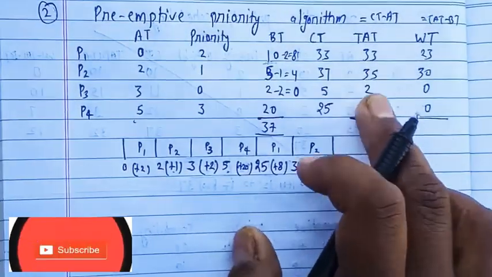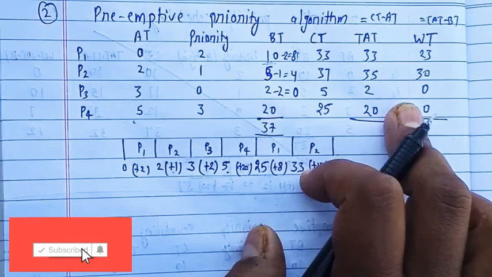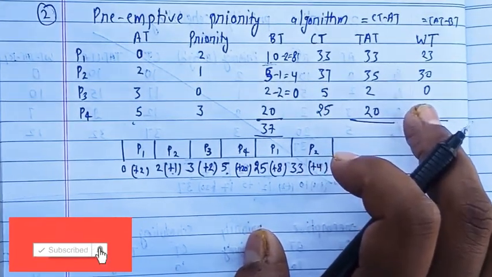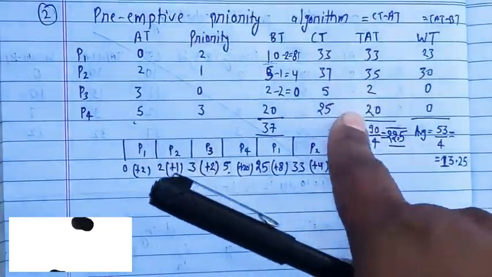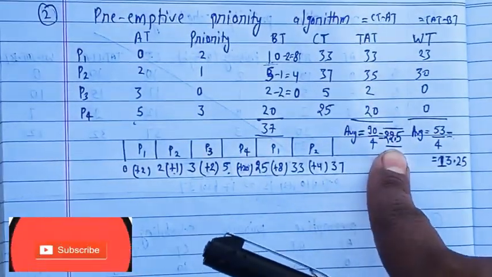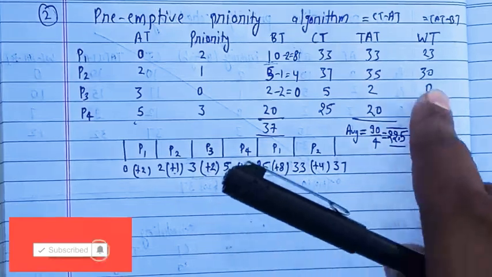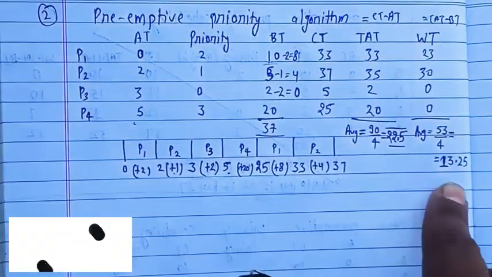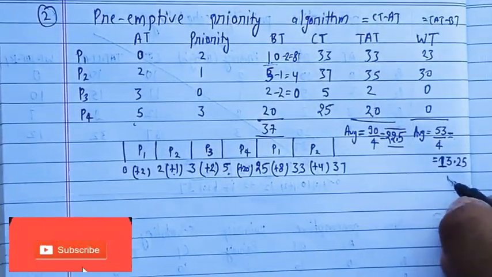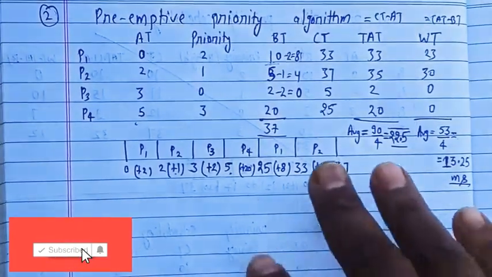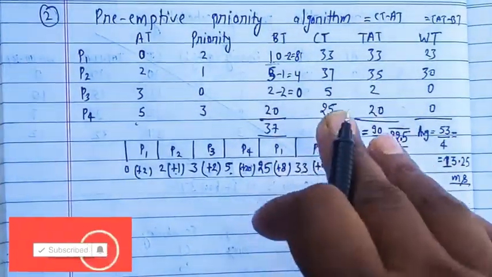Now you have all the values, and you can easily find the average TAT and waiting time. So the final answer for the average TAT is 22.5 milliseconds, and the average waiting time is 13.25 milliseconds. So this is how you can easily do this question.